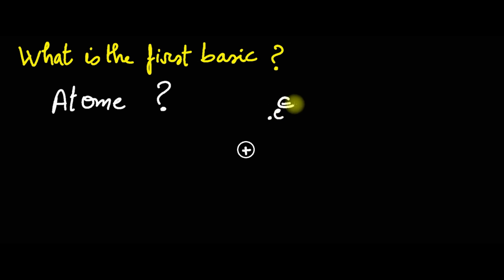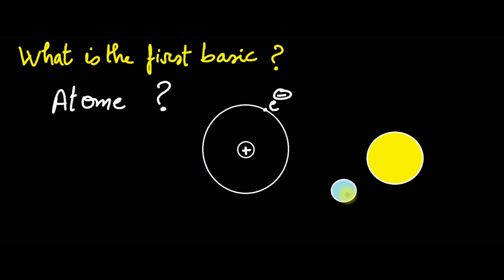So let's begin with basic number one. What is the first basic in organic chemistry mechanism? The first basic is the atom. So what is an atom? An atom simply is a positively charged nucleus surrounded with negatively charged electrons. Briefly, we can simplify it like that: positive charge surrounded by negative charge, like the sun surrounded by planets.